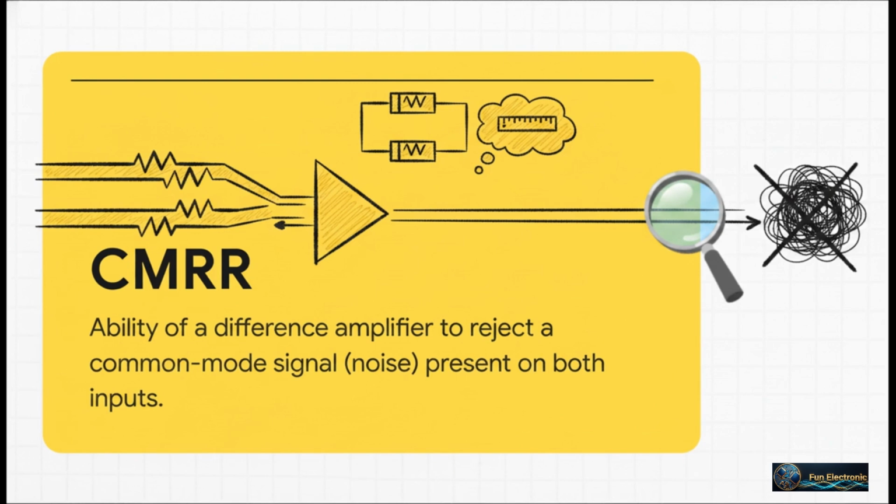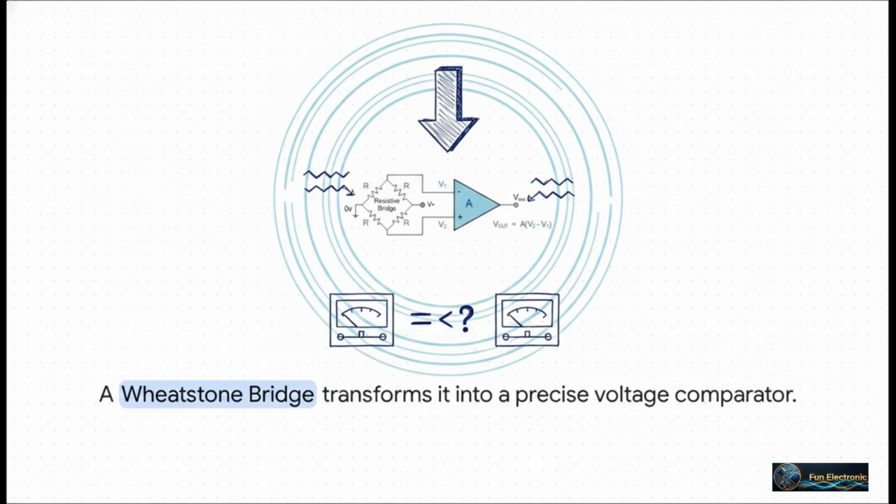Now for a real-world application, let's say we add a resistive bridge, sometimes called a Wheatstone bridge, right to the input terminals. Doing this transforms our standard difference amplifier into a highly precise differential voltage comparator. It's basically comparing one input directly against the other with laser precision.